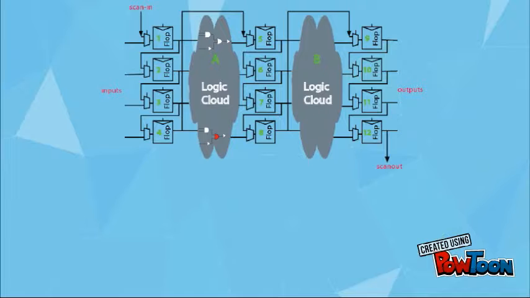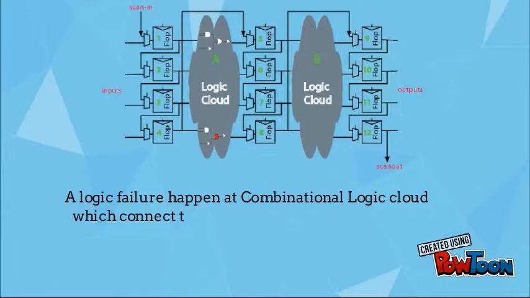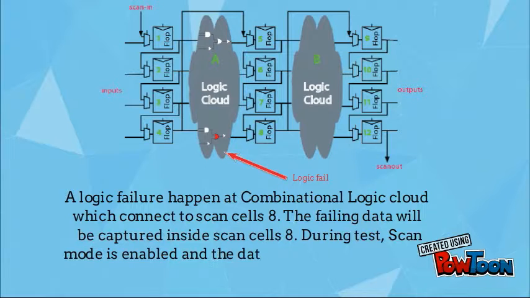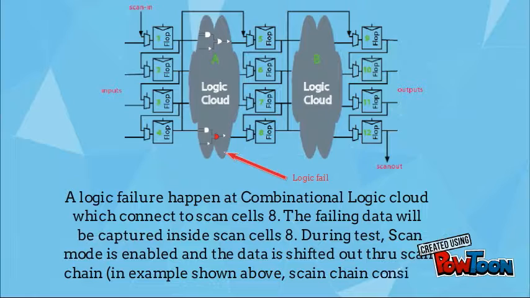Scan case study. A logic failure happened at the combinational logic cloud which connects to ScanCell 8. The failing data will be captured inside ScanCell 8. During test, scan mode is enabled and the data is shifted out through the scan chain in the example shown above. The scan chain consists of 12 ScanCell flip-flops.